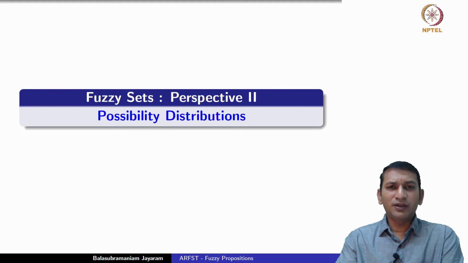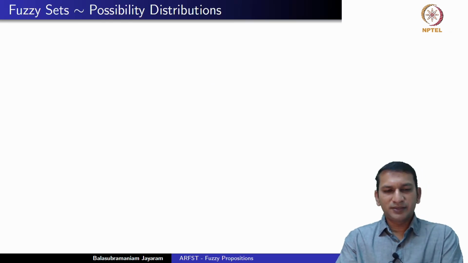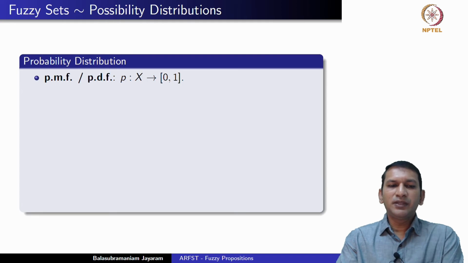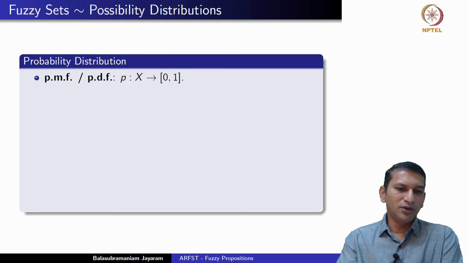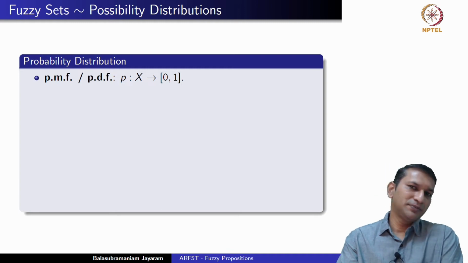But we can also offer a different perspective of fuzzy sets as a possibility distribution. What do we mean by this? Let's begin with a probability distribution. We know that if you are given a random variable R, associated with that is either a PMF, probability mass function, or a probability density function.